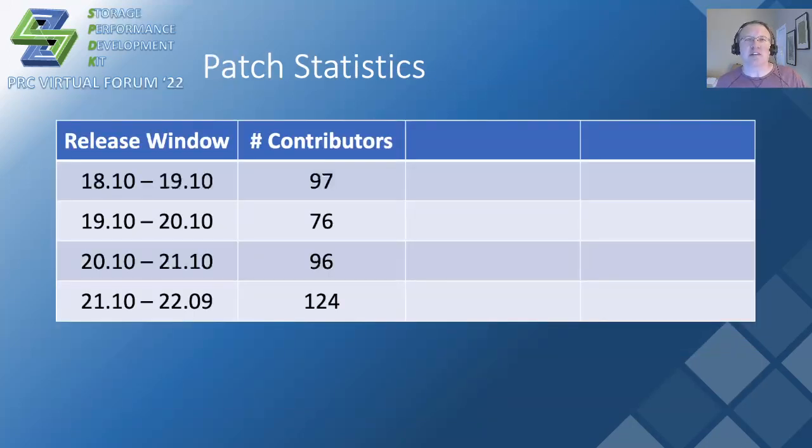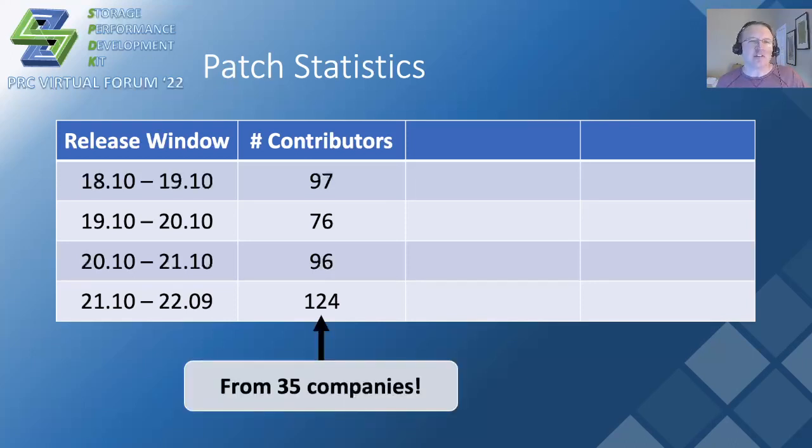Next, we like to look at patch statistics. So where are the patches coming from? How many are we getting? And those types of things. And so you can see over this most recent about 1 year release period since the 21.10 release, we've had 124 different contributors to SPDK from 35 companies. So this is huge. This is the highest number of contributors we've had on a yearly basis. And having them from 35 companies is also a record for the community. So we can see that we're continuing to draw a wider range of people into the community who are contributing and making the code base better and overall improving the project.